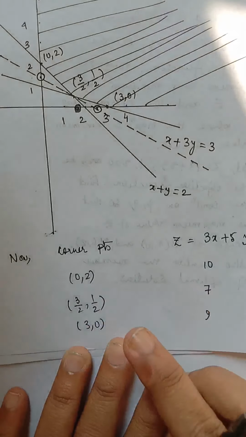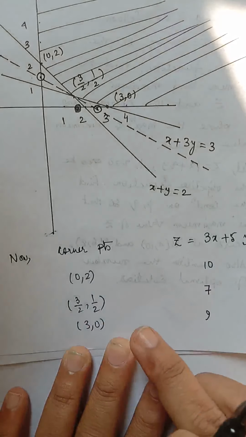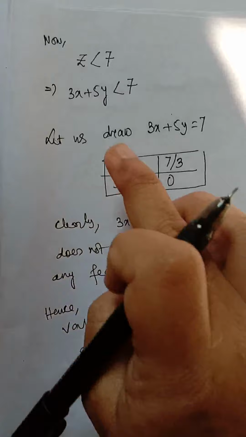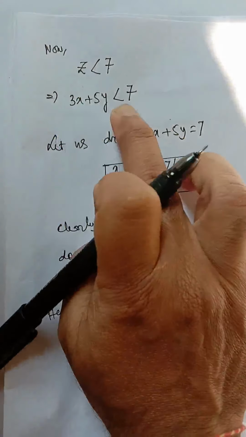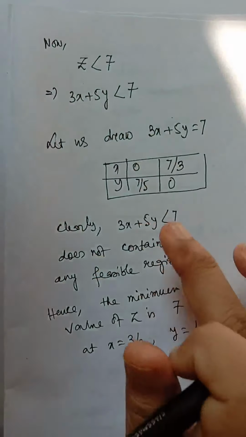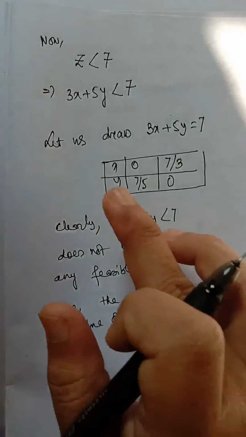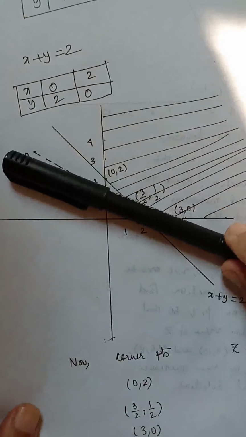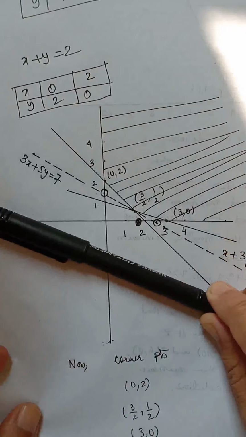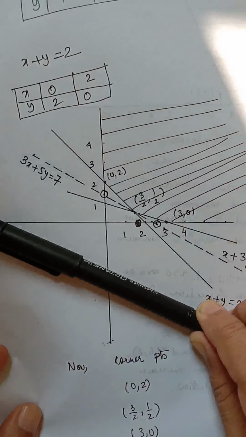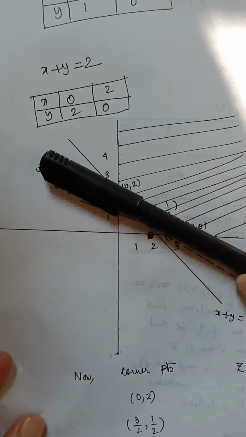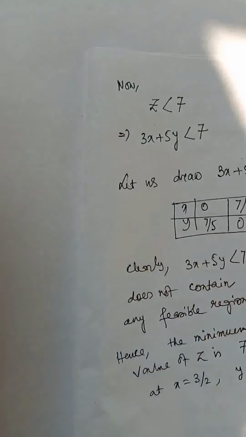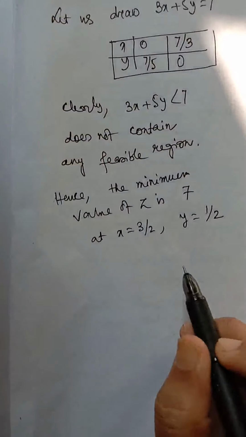Now we have to check, can z be less than 7? So for that I have written z less than 7. We checked there are no values of z which satisfy 3x plus 5y less than 7. We have drawn here 3x plus 5y equal to 7, and this particular region contains no feasible region. That means there are no values of x, y satisfying this inequation 3x plus 5y less than 7. So the minimum value of z is 7.